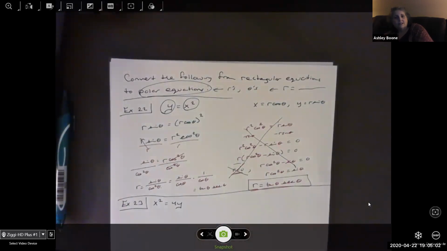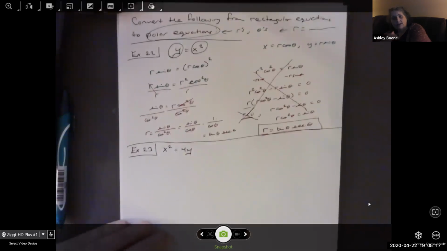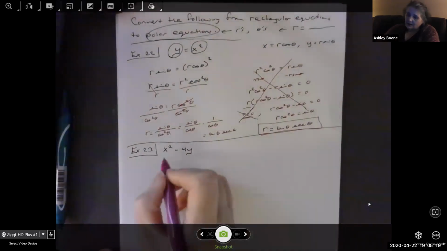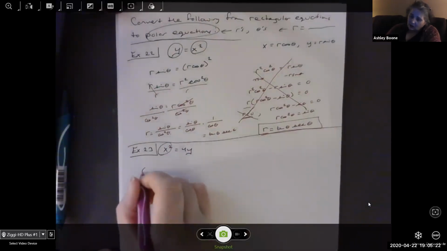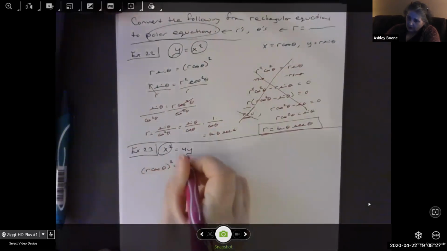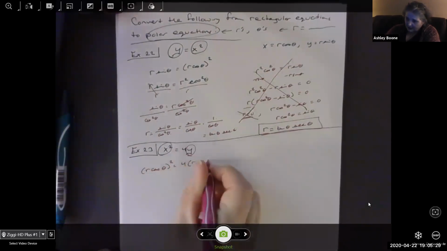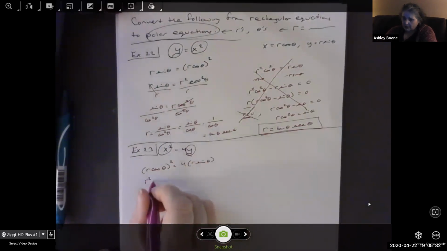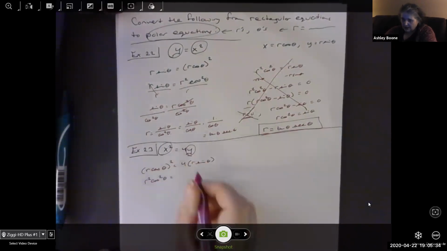But that's our equation in polar form. R equals, and it's given in terms of theta. In rectangular equations, your variables will be x's and y's. In polar equations, your variables will be r's and thetas. Okay? So let's look at the next one. X squared is equal to 4y. Now again, x is r cosine theta. So that's r cosine theta squared equals 4 times y is r sine theta. So we have r squared cosine squared theta equals 4r sine theta.